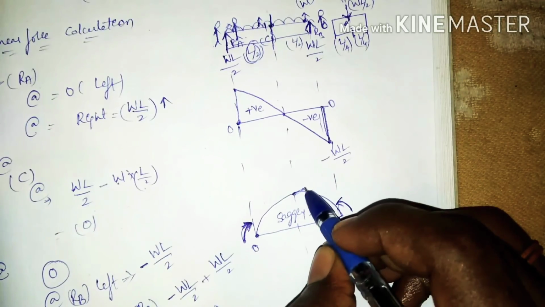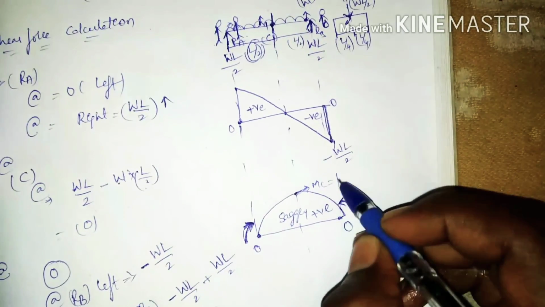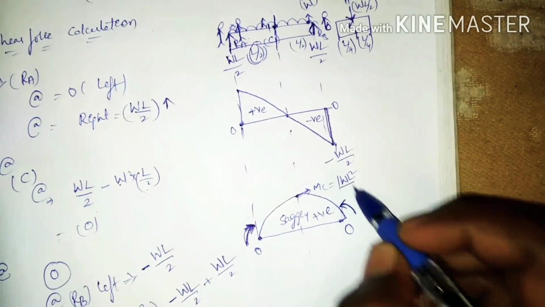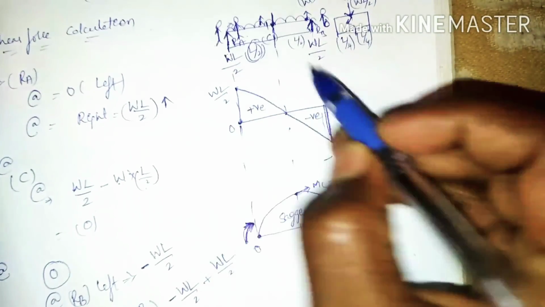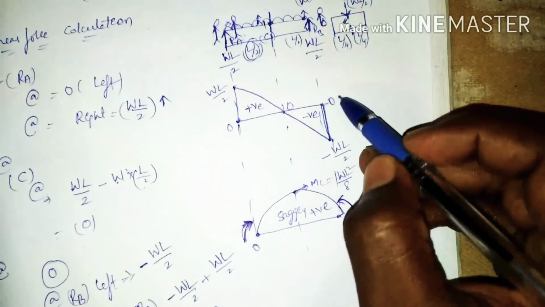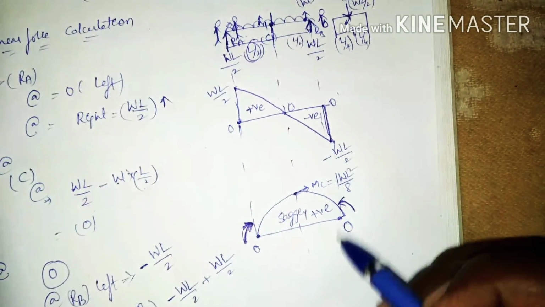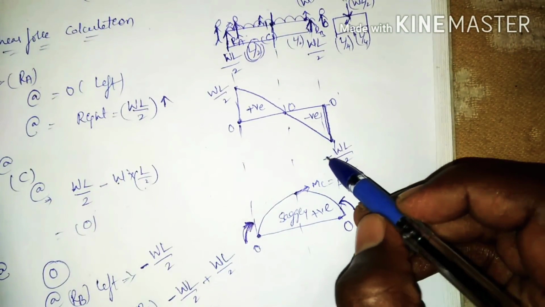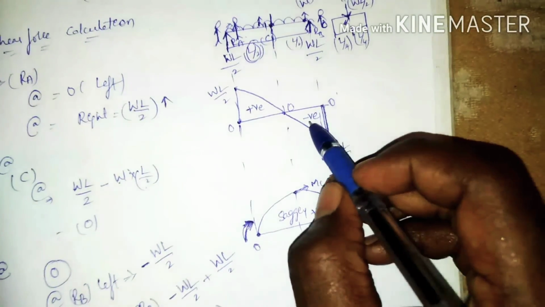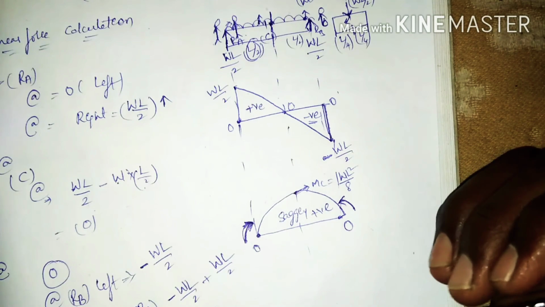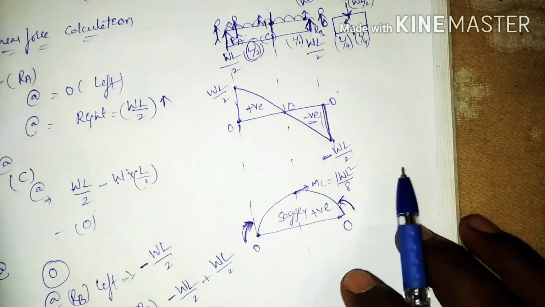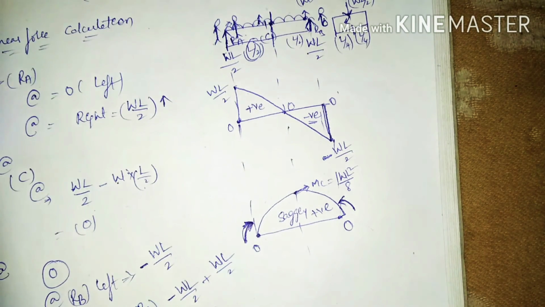Here the maximum value is the moment about C, that is equal to WL square by 8. Here the value is WL by 2. Here 0 and here also 0, and here is WL by 2. We should not write the negative here because we already represented the negative value in the downward quadrant. Tomorrow we are going to see the relation between rate of loading, shear force and bending moment.